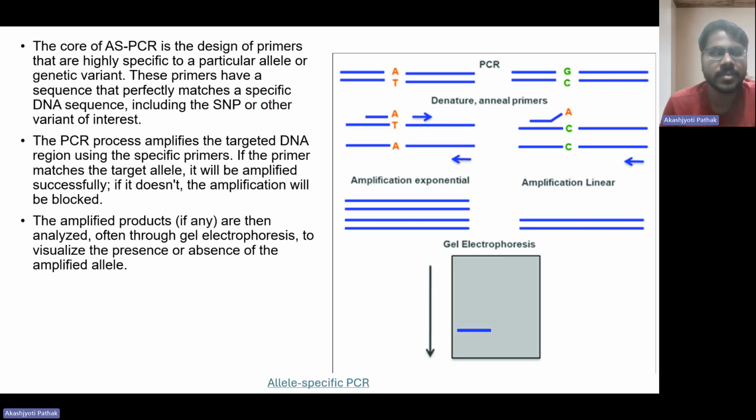The core of this allele specific PCR is the design of the primer. The main crux of this technique is how the primers are designed. The primers are highly specific to a particular allele or genetic variant, so these primers will have a sequence that perfectly matches a specific DNA sequence, including the SNP or other variant of interest. The PCR process amplifies the targeted gene region using the specific primer. If the primer matches the target allele, it will be amplified successfully. If it doesn't, the amplification will be blocked.